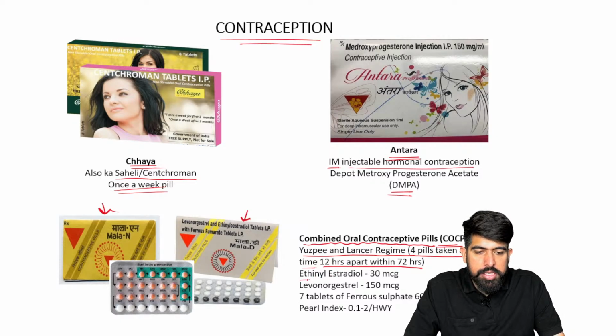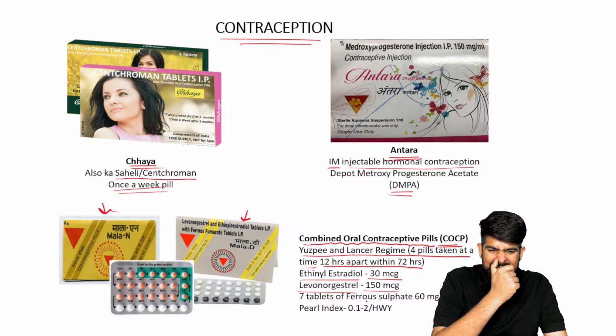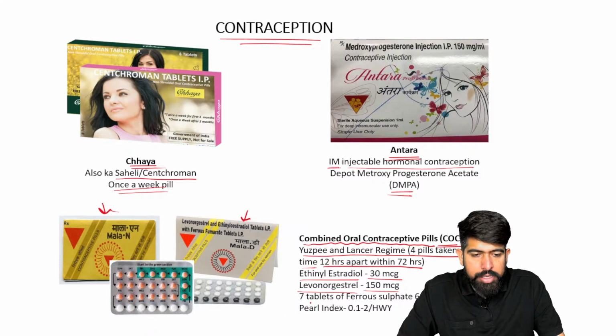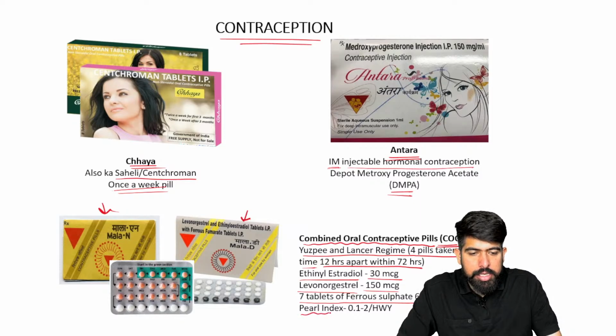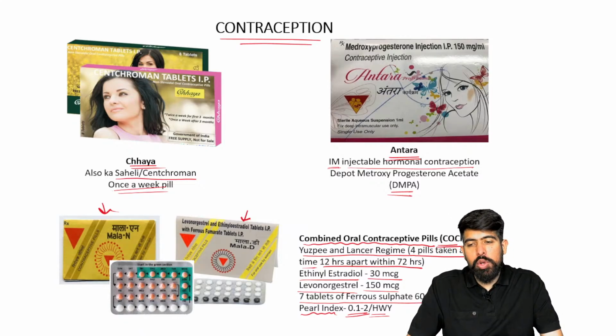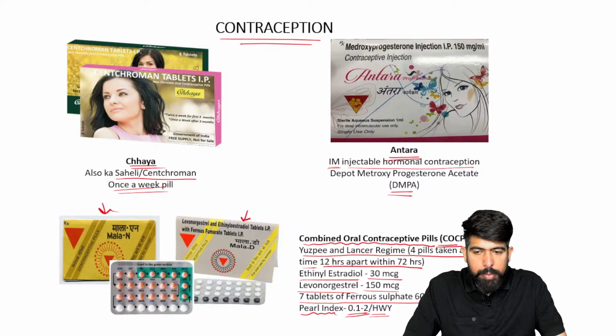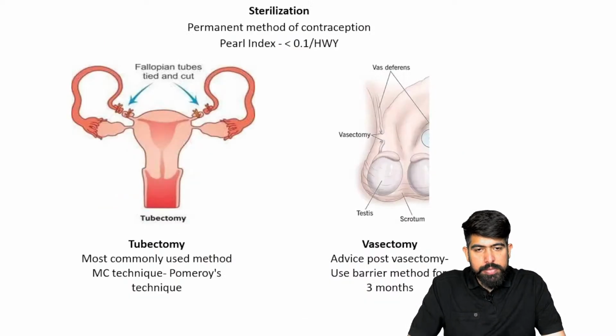What does this contain? We have ethinyl estradiol 30 micrograms, and levonorgestrel 150 micrograms, and there are 7 ferrous sulfate 60 mg tablets. The Pearl index of these combined oral contraceptive pills is just 0.1 to 2.